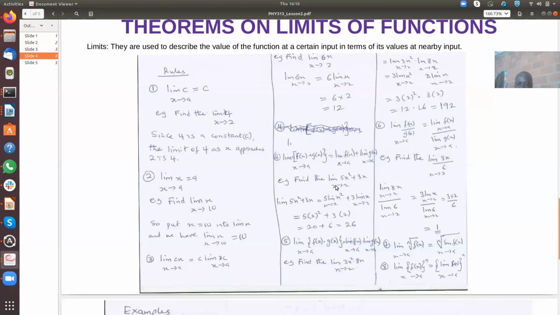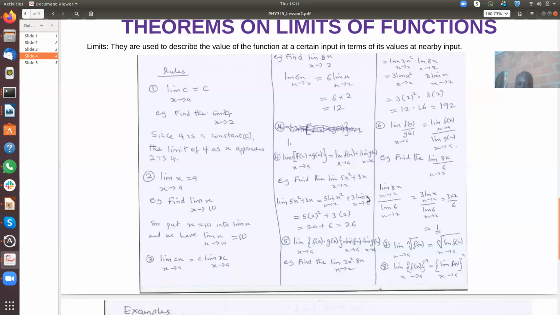Now, if you use these rules or this theorem on this, we can split this into 5 times the limit of x squared as x tends to 2, plus 3 times the limit of x as x tends to 2. This is x squared. Where you see x, you put 2. This will give you 4. Multiplying by 5, that will give you 20.